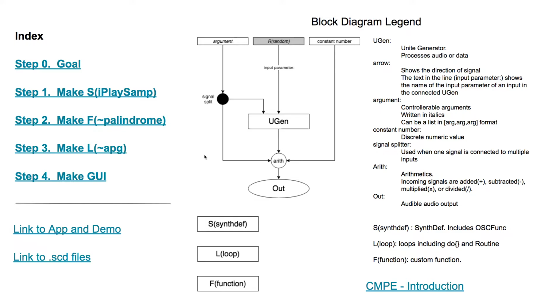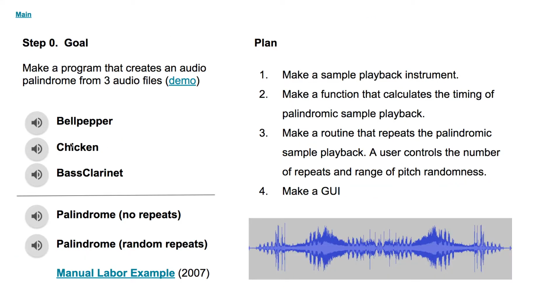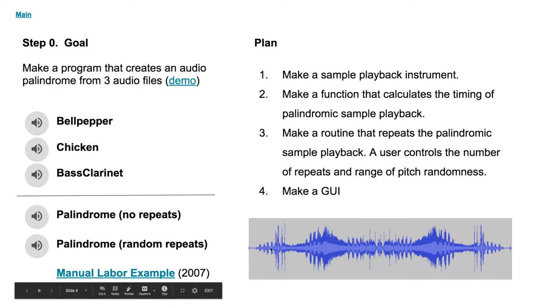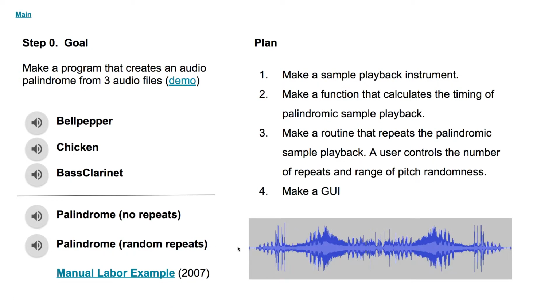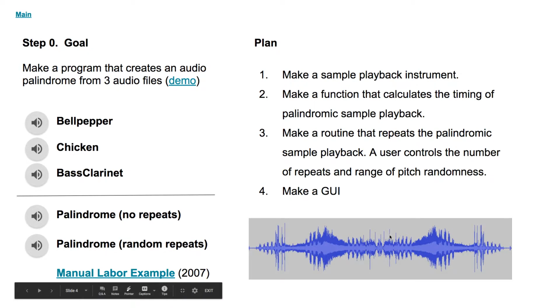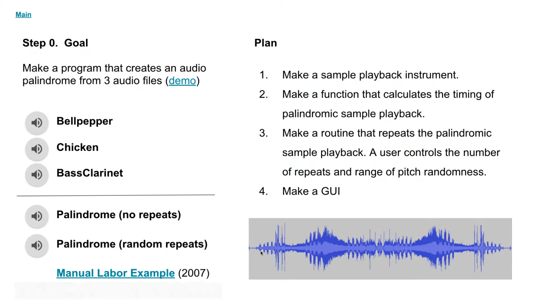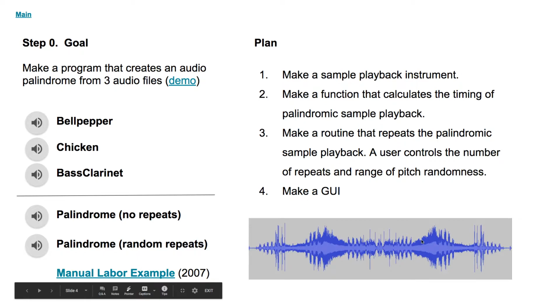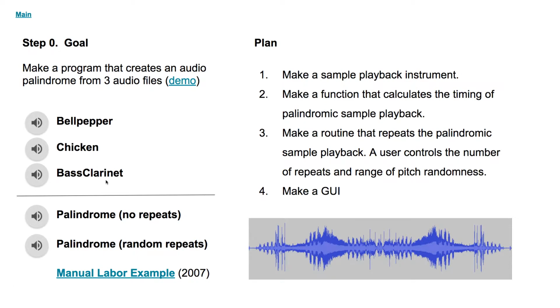It's an app that, when you put in three audio samples like these, bell pepper, chicken, and bass clarinet, is going to automatically create a sound file that sounds the same when you play it forward and backward, right? So even if you reverse the sound, it's going to make the same sound. So let's hear what we are going to make, and then we are going to explain what's going to be happening.